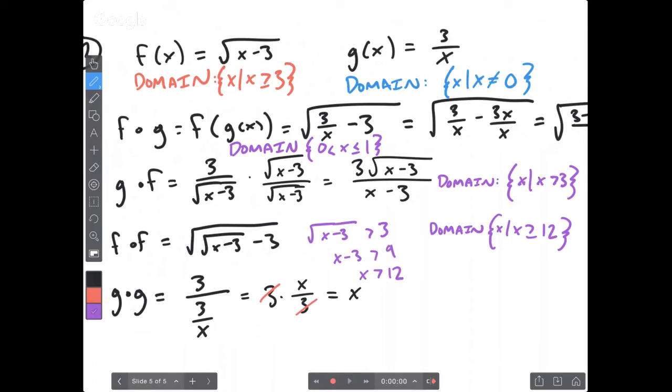Okay, g of g. You can see that the output function is just x. But because the domain of g of x was x such that x does not equal 0, the domain here on g of g cannot have values that are not within the domain of g. So it's going to be the same as the domain of g, x such that x does not equal 0. Questions on 12?